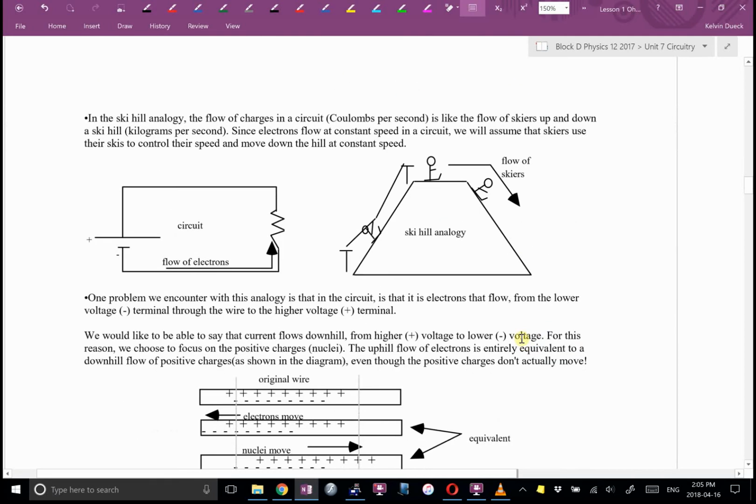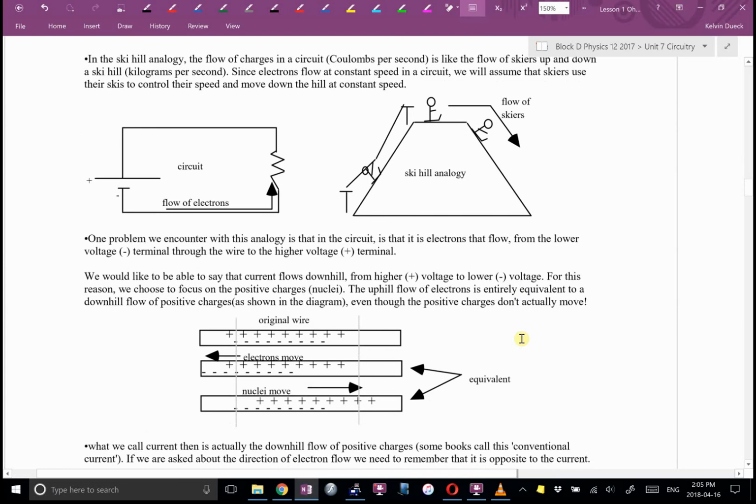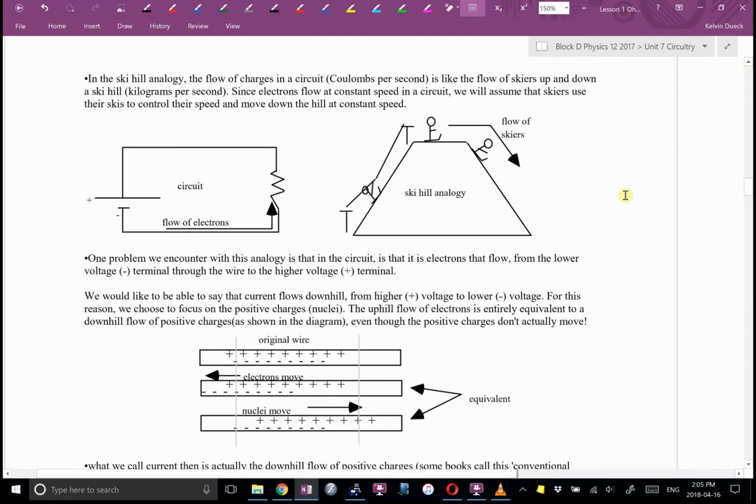In our ski hill analogy, the flow of charges in a circuit is like the flow of skiers up and down a ski hill. Kilograms per second versus coulombs per second. Electrons flow at a constant speed in a circuit. They don't speed up or slow down. So we'll pretend that our skiers don't ski faster or slower. They use their skis to all ski at a constant speed because they all want to hang out with each other. Okay. It's a bit of a problem, though.